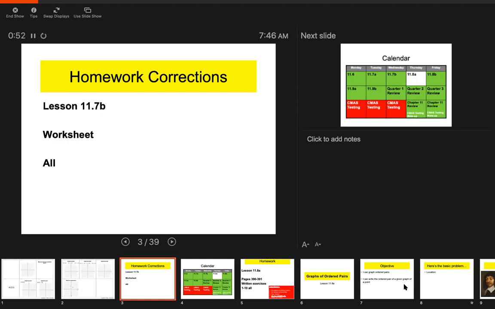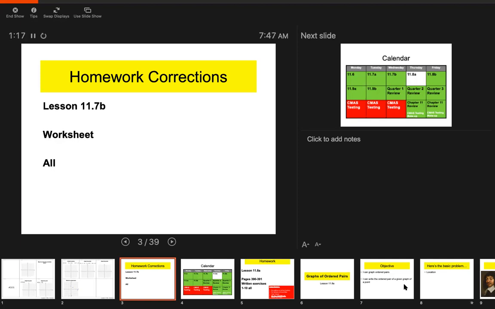Here's the issue. For the rest of the chapter, we're switching gears. Big time switching gears. We go from algebra to geometry seemingly very quickly. We're coming back to this on the chapter test. The chapter test is after CMAS. Six days between, six class periods, between when we stop doing this work and we pick up for the chapter test.